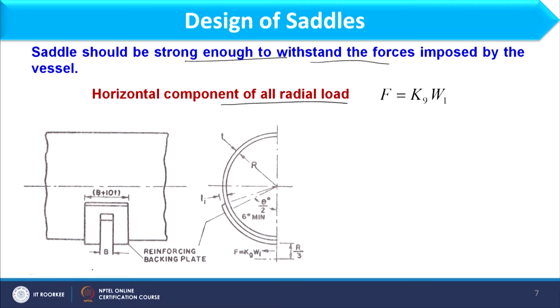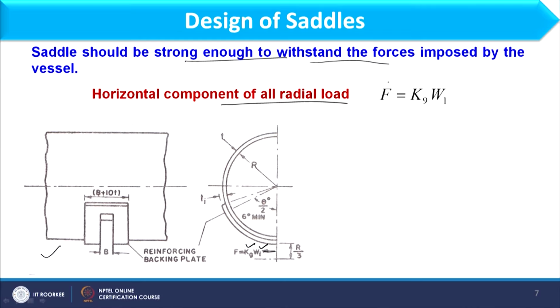Now, if you focus on this image, here we have this saddle support with reinforcement plate, and this cross sectional view. If you consider this force, the horizontal component of radial forces, that would be F, which is equal to K9 into W1. When I have a saddle and failure occurs, it will fall either in one direction or like this or like this. So in that way, we should consider the horizontal component of all radial forces together, and then we will apply the stress condition.